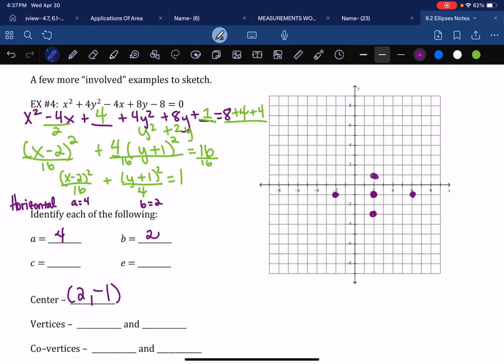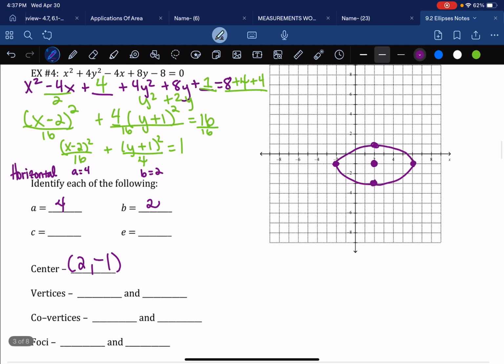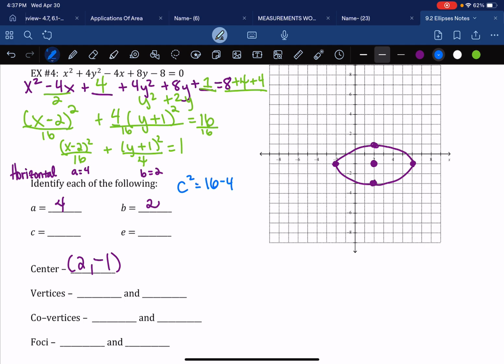All right, so there's our cute little ellipse. Look how cute it is. Boom. So now we need our foci, and we need C and E. So to find C, I get a squared minus b squared is equal to 12. Take the square root, that gives me 2 root 3.